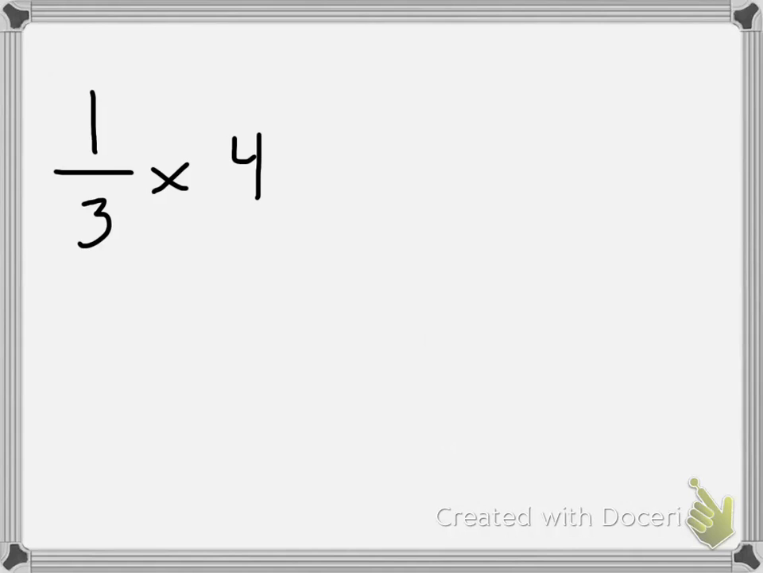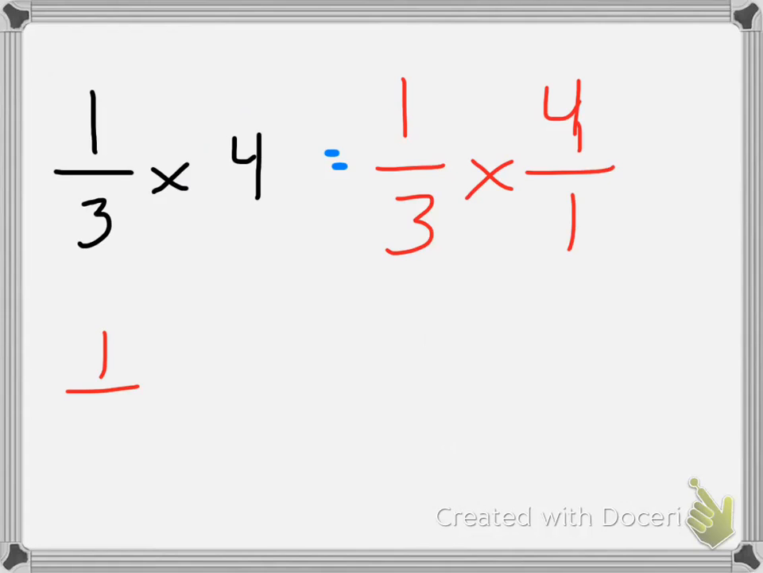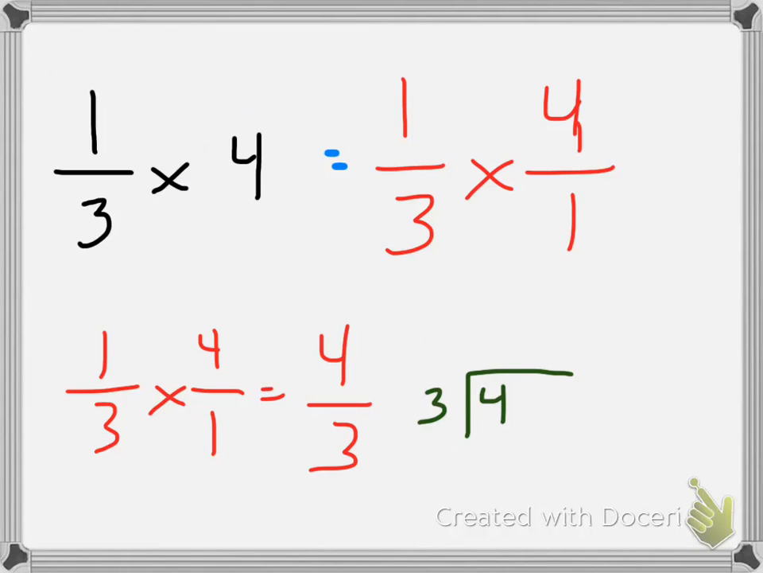We have 1/3 times 4. We always put the whole number over a 1. So this is going to be 1/3 times 4 over 1. And then we go ahead and multiply it, and we get 4/3, which is an improper fraction. So we have to change that to a mixed number. We do that by dividing 4 divided by 3. 3 goes into 4 one time, and you have a remainder of 1 over 3, and that is your answer.